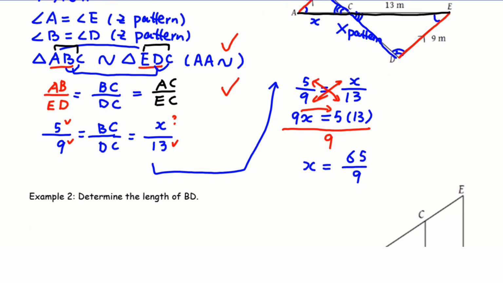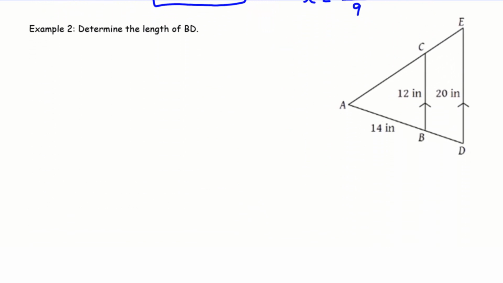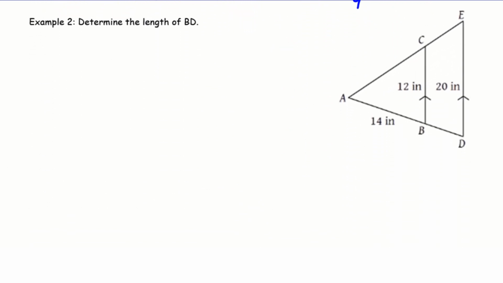So the next question has two triangles that overlap. Determine the length of BD. So we want to find this side. In these two triangles, the arrows represent parallel lines. So angle C, this is an F pattern, equals angle E. Angle B equals angle D. Then angle A is shared. So we are going to write BC is parallel with DE.